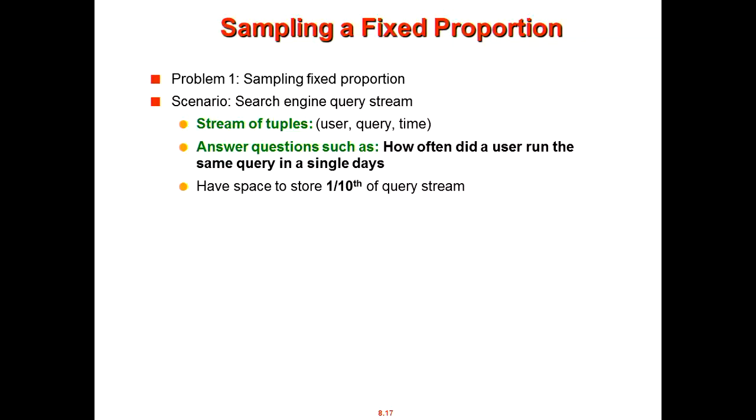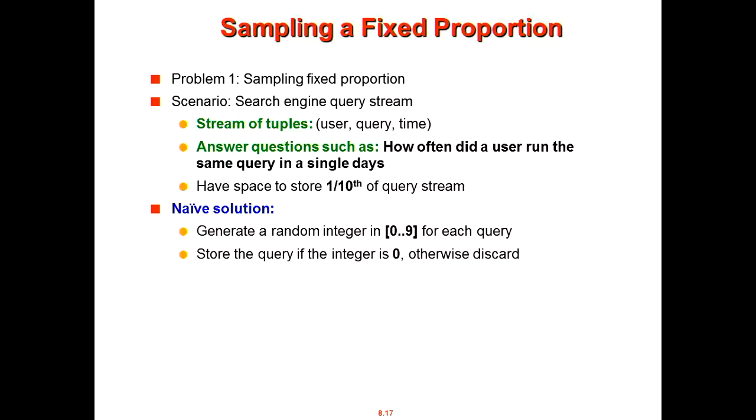So to do fixed proportion sampling, we can store 10% of the query stream. One naive solution is that we generate a random integer in the range 0 to 9 for each query. And then we store the query if the integer is 0. Otherwise, we discard it. By using this way, we can keep a sample of 10% of the original data stream.